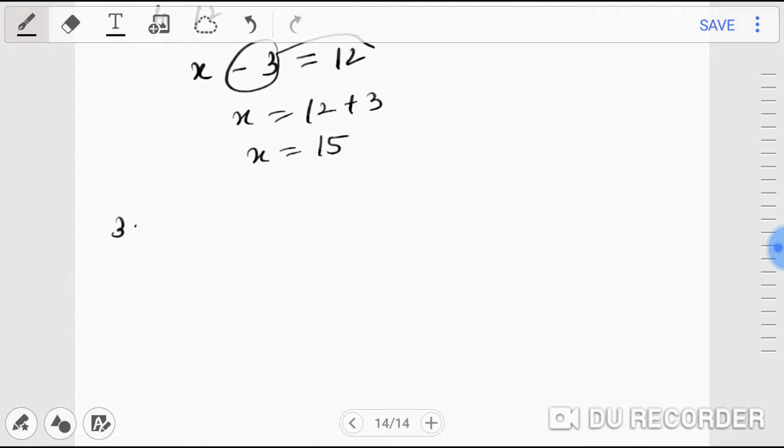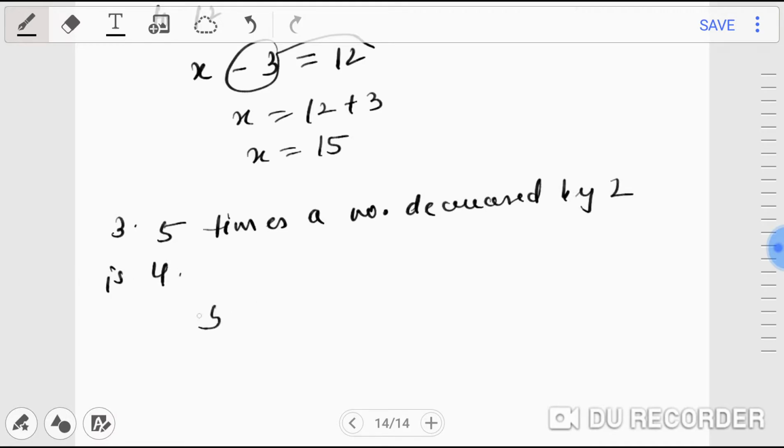Problem number 3, it says 5 times a number decreased by 2 is 4. That means you have 5 times a number, 5x, which is decreased by 2, minus 2, and it becomes 4. Can you solve this?